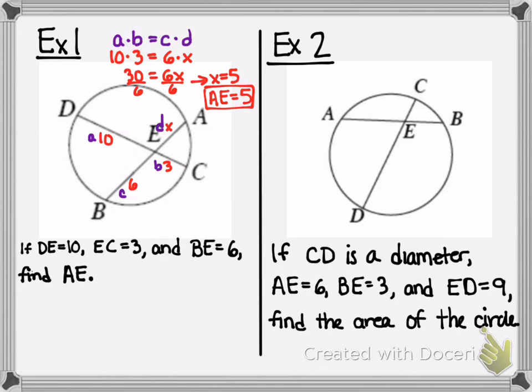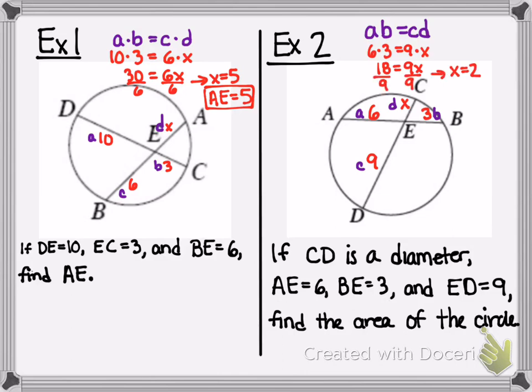And then example 2, let's see. So if CD is a diameter, that means it's cutting the circle in half, right? And they give us those 3 segments. They want us to find the area of the circle. Well, let's start again just by labeling up the pieces we're given. Let's set up the relationship, A, B, C, and D, and we'll plug those values into the formula. We'll solve for x and get x equals 2.